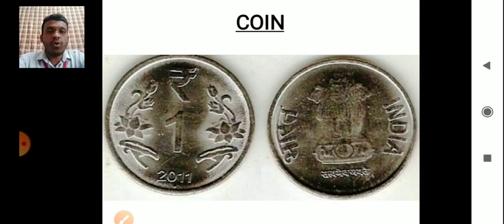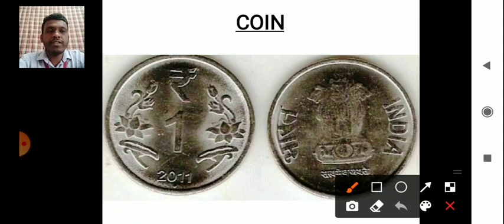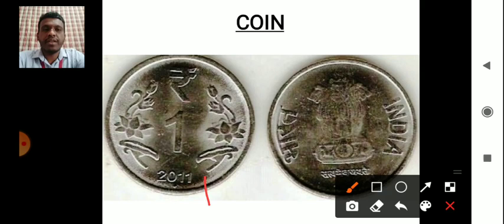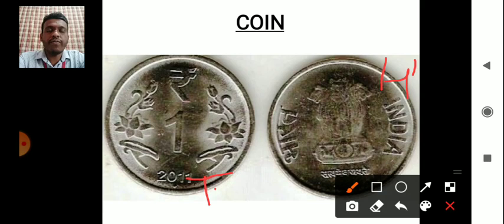So, as you all know, a coin has two faces. This one is the tails, and this one is the heads. It has two faces. One face is known as the tail, and one face is known as the head.